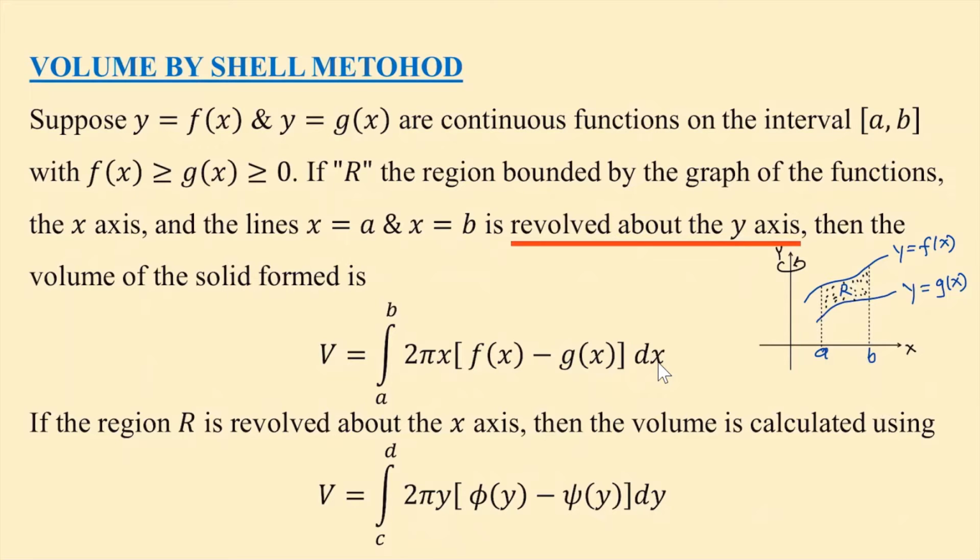But if we revolve the region about the x-axis, in that case, we'll integrate with respect to y. The formula will be similar, except this x is replaced by y. In place of the function of x, we have a function of y, phi of y, and in place of g of x, we'll have psi of y. Note that phi of y is the function farther from the y-axis, and psi of y is the function closer to the y-axis. Now we are going to look at the examples where we'll be using these two formulas.